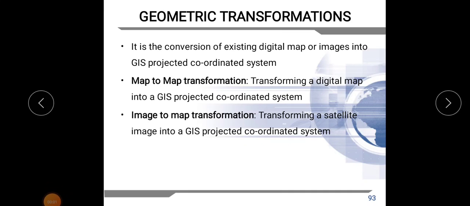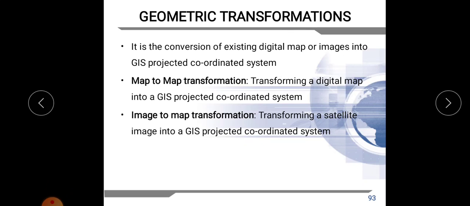So today we are moving to the last portion of our sixth module, that is geometric transformation and RMS error. Geometric transformation is the conversion of an existing digital map or image into a GIS projected coordinate system. In the first lecture we studied different types of projected coordinate systems, and here we are going to discuss geometric transformation.